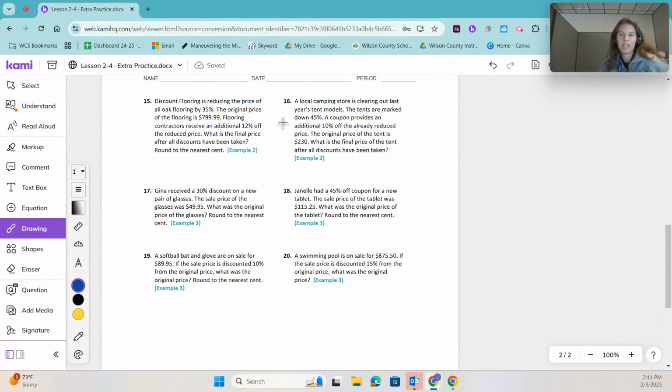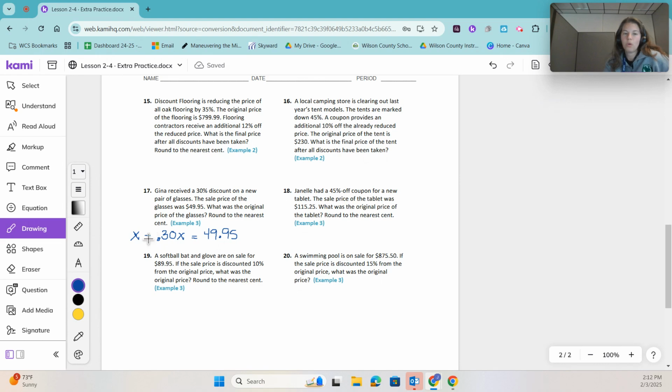You can try number 14 on your own, or 2 more similar to that if you'd like some extra practice on that one. Gina received a 30% discount on a new pair of glasses. The sale price of the glasses was $49.95. What was the original price of the glasses? Now we kind of have to use our original problem here. So 0.3, we're plugging in all of the numbers. I don't know the original price, so I'm using X as my variable there, equals, but I do know they told me the sale price is going to be $49.95.